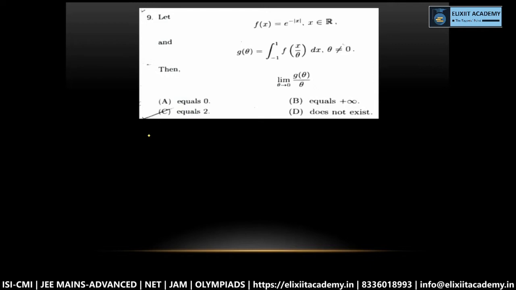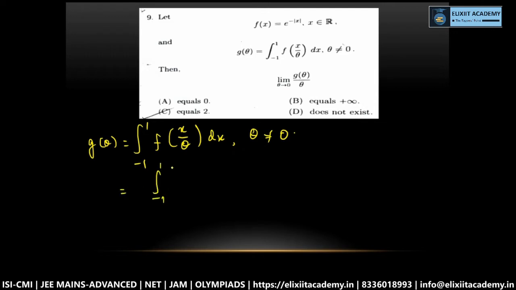First of all, what is given is g(theta) is the integration from minus 1 to 1 of f(x upon theta) dx, theta obviously not equal to 0. Since f(x) is e to the power minus of mod x, f(x upon theta) is e to the power minus of mod of x upon theta. So basically we have the integration from minus 1 to 1 of e to the power minus of mod of x upon theta dx, with respect to x.